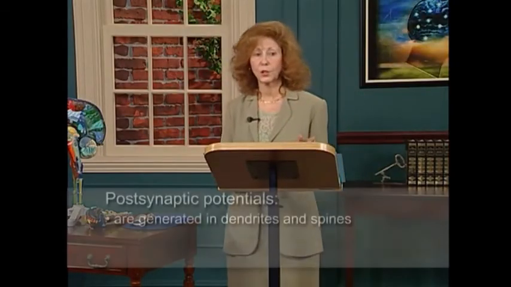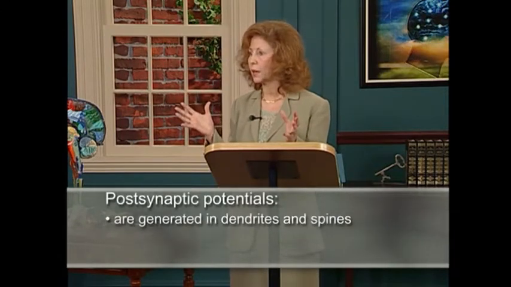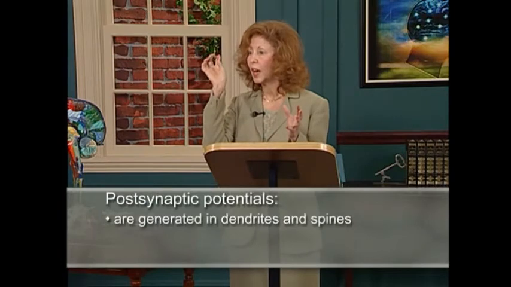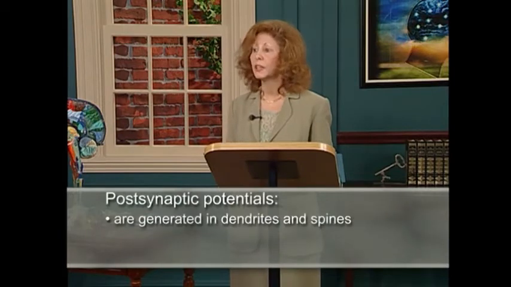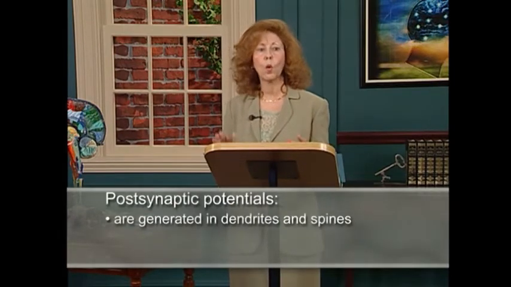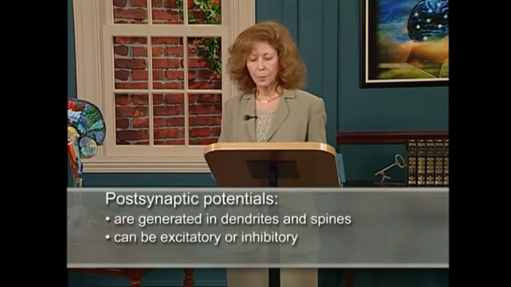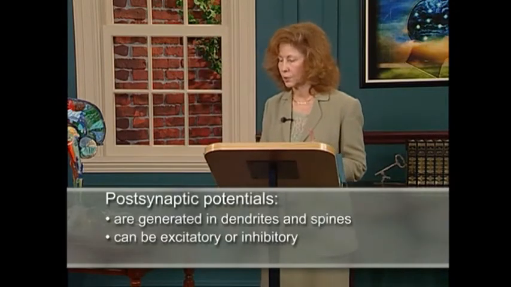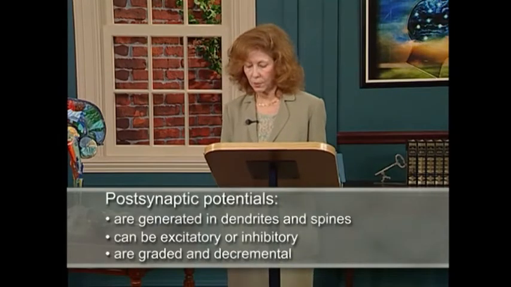So these potentials are different than action potentials in a number of ways. First of all, they're generated in dendrites and spines. And remember, dendrites are just extensions of the cell body, and spines are just protuberances of that dendritic surface to increase the surface area. Synaptic potentials can be depolarizing or hyperpolarizing. So in other words, they can be excitatory or inhibitory. But last, unlike action potentials, synaptic potentials are graded and decremental. So let's look at what this means.